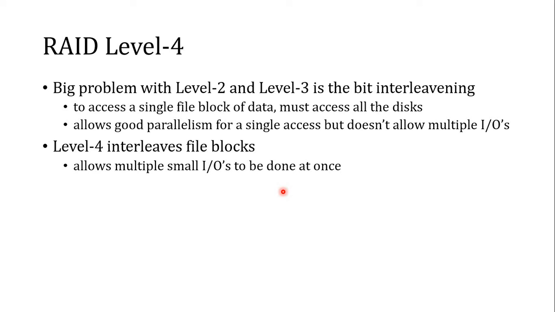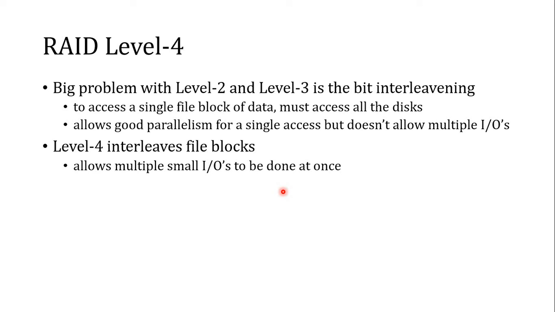The bit interleaving was the big problem. To access a single file block of data, you must access all the disks. This allows good parallelism for a single disk, but doesn't allow multiple input and output operations. Since multiple input and output is not allowed, the different disks are read one time, and the data comes from different types of disks. So there is some probability of missing some bits from different disks, and that's why the ECC code and parity are used in this technology.